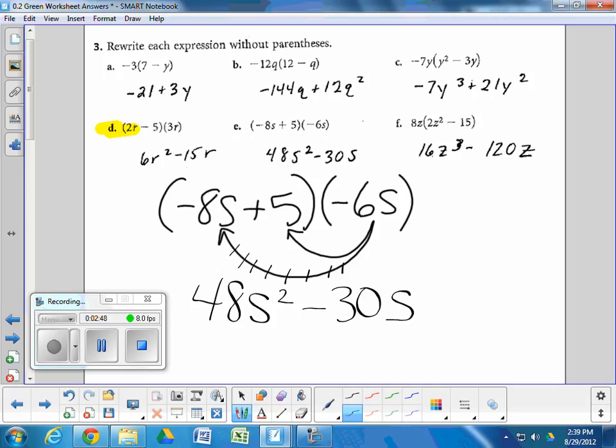So now we have 2 terms, right? We went from 2 terms times 1 term down to just 2 terms, and you're done. You can't combine them. You can't solve for s. You can't combine them because one is squared and one is not. Okay? So you're done. The answer is 48s squared minus 30s.